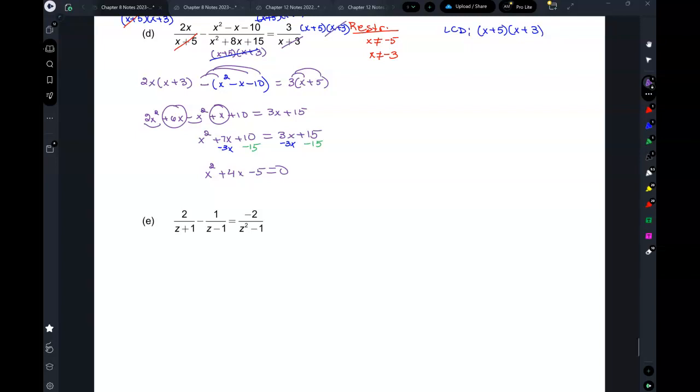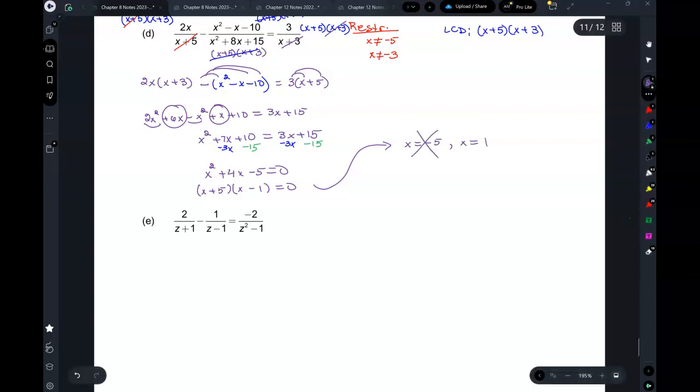So we've got to factor again. So what do I get? x plus 5, x minus 1. So what's x equal to? x equals negative 5, and x equals 1. But can x equal negative 5? No, so you throw that one away. So that is your only solution.